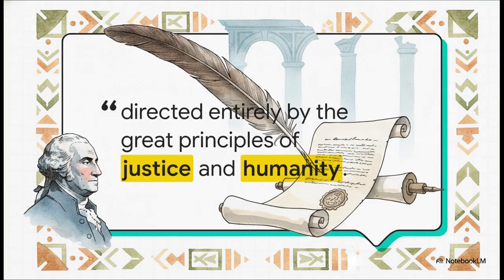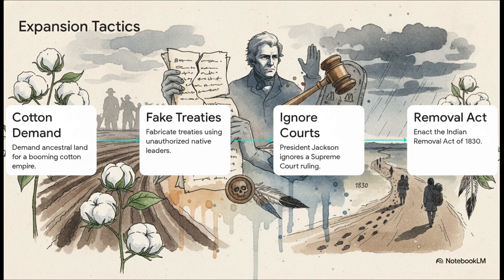At first, the young nation talked a really good game. George Washington himself claimed that dealing with native tribes would be directed entirely by, quote, the great principles of justice and humanity. The idea was to negotiate formal treaties, supposedly trying to distance themselves from the ruthless conquest methods of the old European empires they'd just fought a revolution against. Well, those high-minded ideals evaporated pretty quickly.